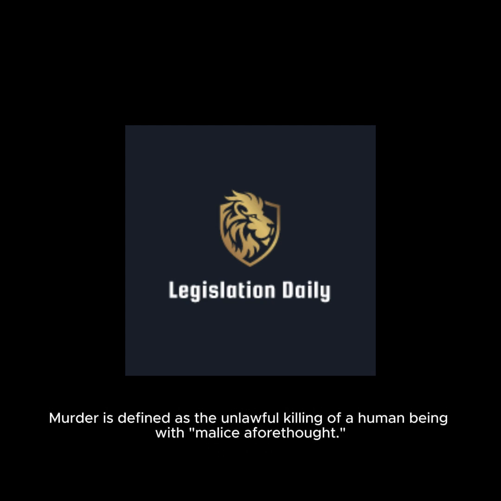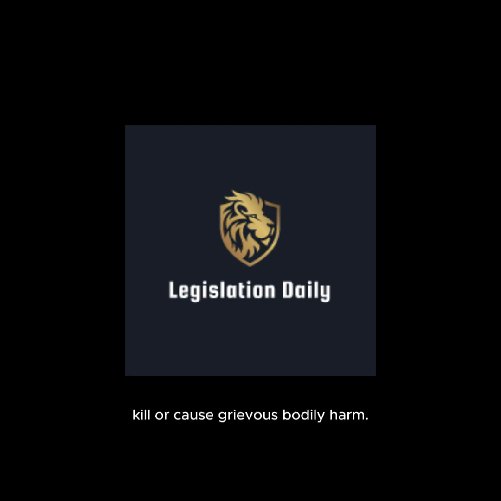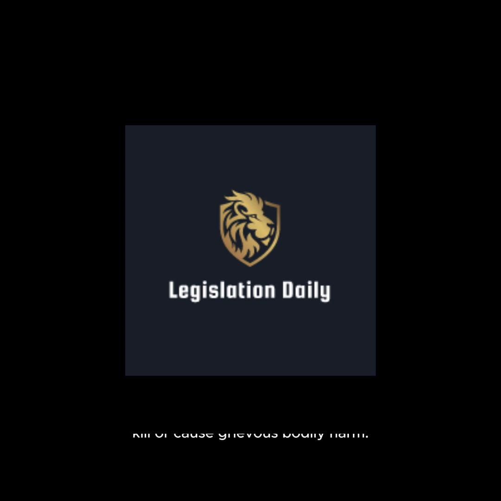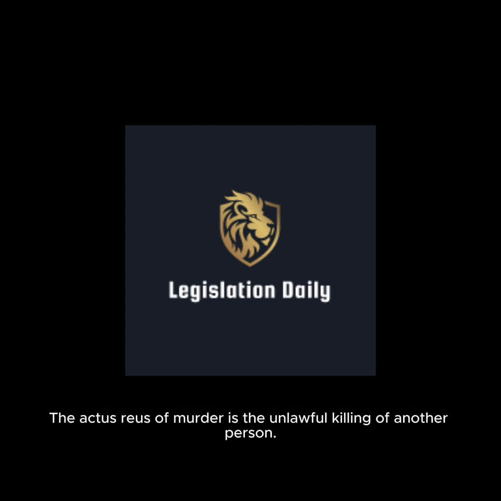Murder is defined as the unlawful killing of a human being with malice aforethought. This term means that the perpetrator had the intention to kill or cause grievous bodily harm. The actus reus of murder is the unlawful killing of another person. The killing must be unlawful, meaning it cannot be justified or excused by law, such as in cases of self-defense where reasonable force is used.